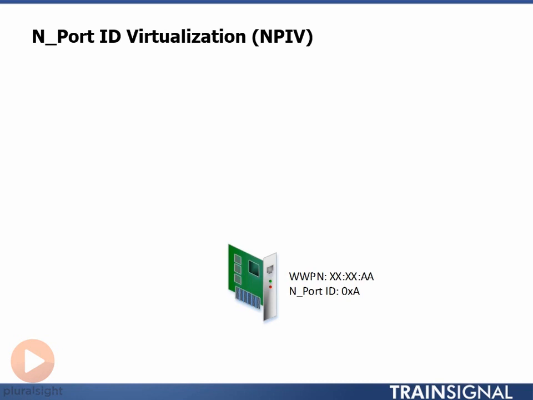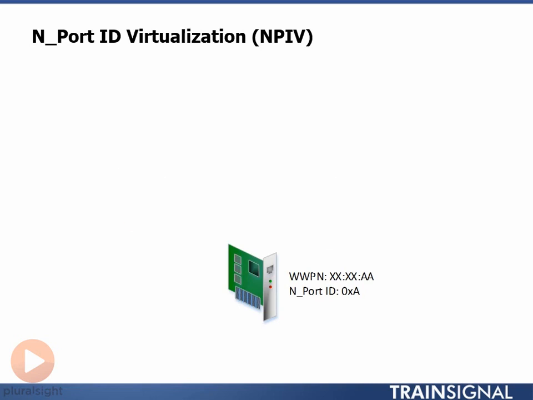But what if you wanted 6 of your virtual servers running on a single physical server to each have their own worldwide names and endport IDs? Well, we couldn't do that, and that's where NPIV, N_Port ID Virtualization, came into play. NPIV allows a physical HBA port to register itself for multiple endport IDs when it logs into the fabric. Now, in order to do that, the HBA port has to have more than one worldwide name assigned to it.